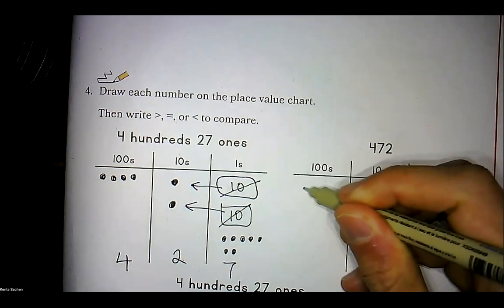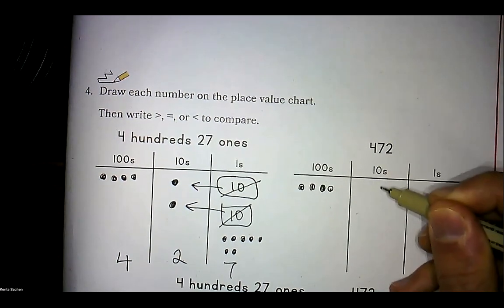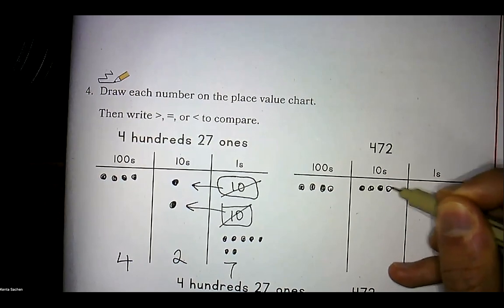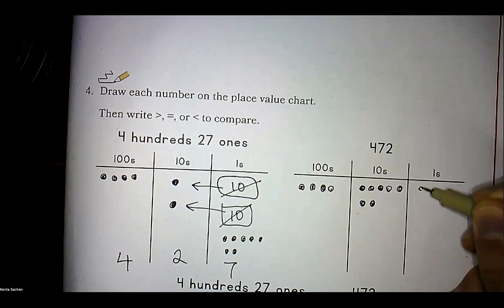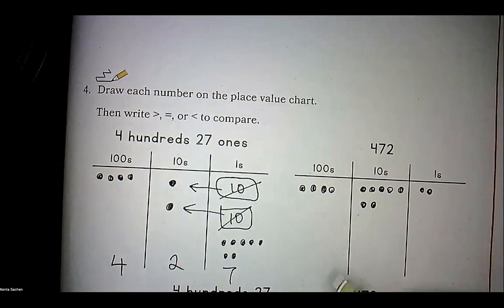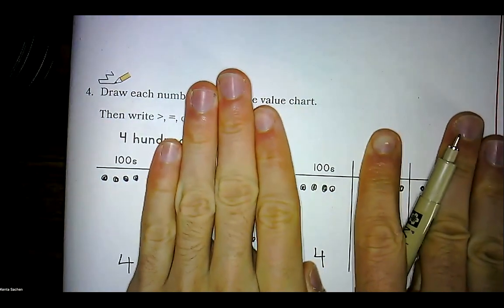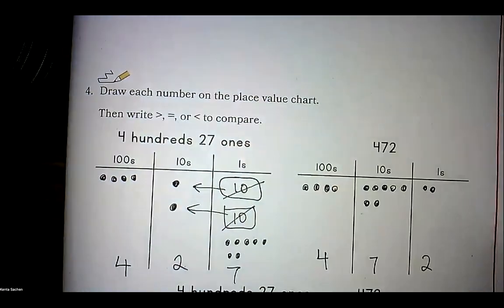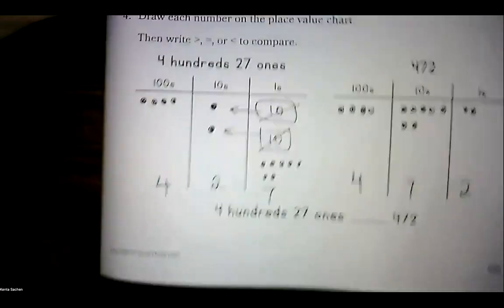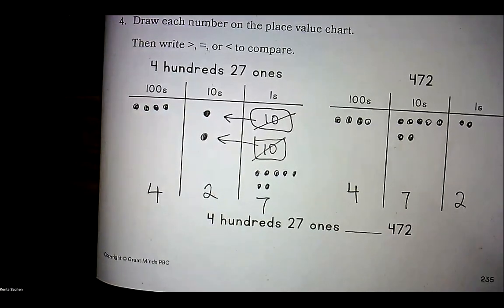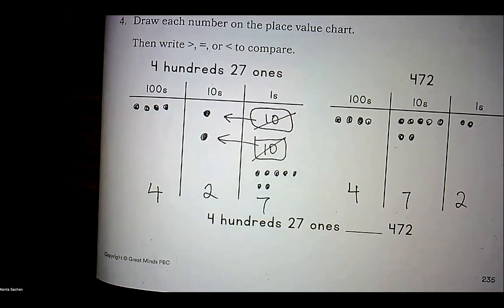And for this number, 472, 400, 7 tens, and 2 ones. Now, given this, I want you to again look at one place value at a time and compare which is the bigger number. And you're going to write your greater than, less than, or equal to sign right here to compare. And you can do that individually and then check over that as a class before you continue on to the rest of your problem.